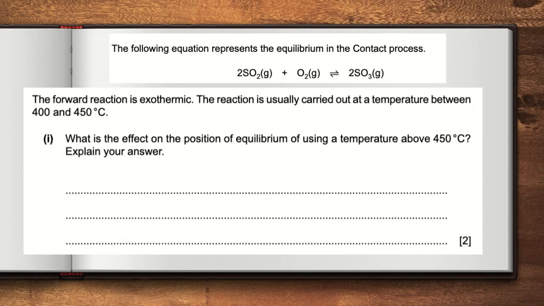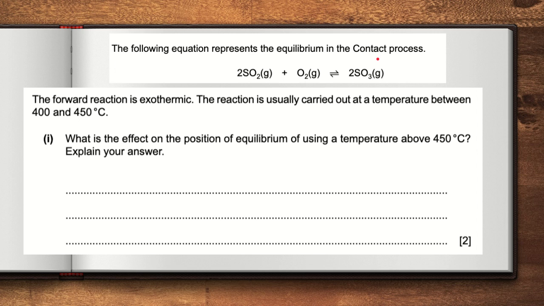This is the kind of question that can come up. It says the following equation represents the equilibrium in the contact process. Sulfur dioxide as a gas plus oxygen makes sulfur trioxide. It doesn't matter if you don't understand the contact process at all for this. We will look at it later on in our learning, but we're just applying those 2 key facts. It says the forward reaction is exothermic. So if I were you, I would underline this fact, or I would write exothermic and draw an arrow this way, because that's very useful information in the question.